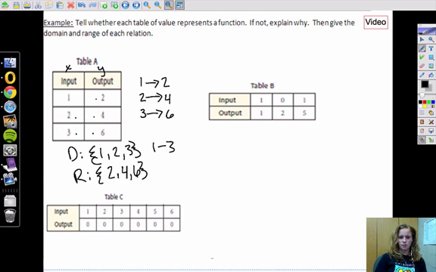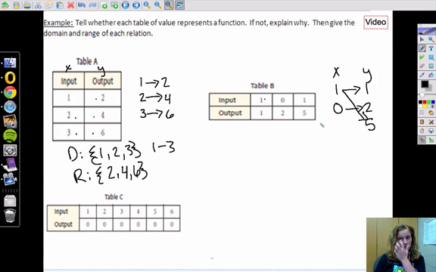Okay, so let's move on to table B. Again, I'm just going to write our x's and our y's. We have in the inputs 1, 0, and then we have 1 again. So I'm just going to write 1 once. Okay, and then in the y's we have 1, 2, and 5. And if I go through here, 1 goes to 1, 0 goes to 2, and 1 goes to 5.